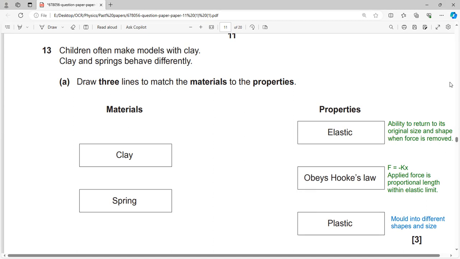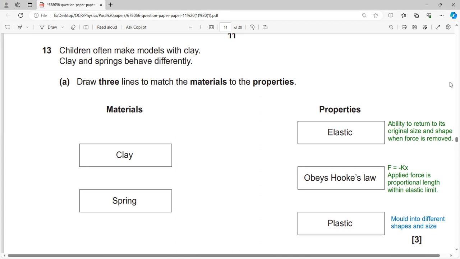For example, if you apply pressure on the spring, the spring will stretch, and if you release the pressure, the spring will regain its normal shape. But if you apply the same force on clay, it won't regain its normal shape. So that's why this is the property of the spring. What about Hooke's law? The force applied is directly proportional to the extension of length. That's Hooke's law. Within the elastic limit, the spring is obeying this law.